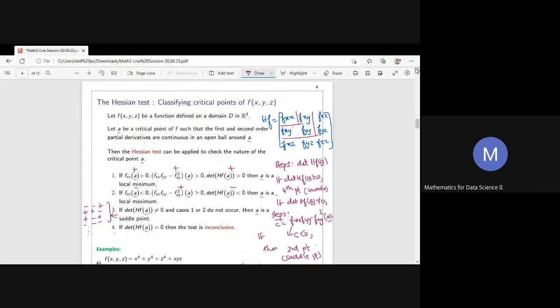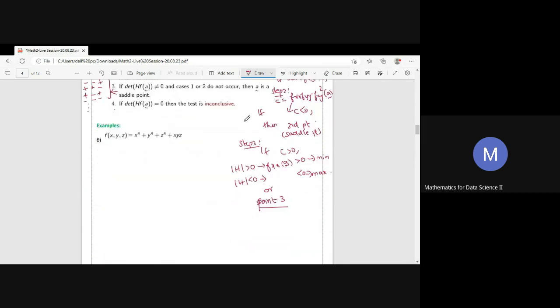This was one problem which we could not complete, so let us complete it now. You are given a function of 3 variables, f of x comma y comma z is equal to x power 4 plus y power 4 plus z power 4 plus xyz. Now, how do you first of all find the critical points? What is the first point in solving such a problem? You find the critical points. So for that, you find the gradient of the function.